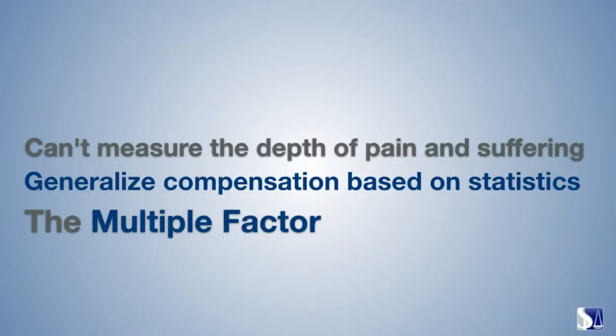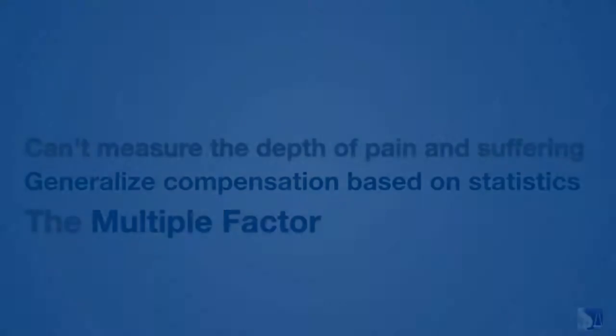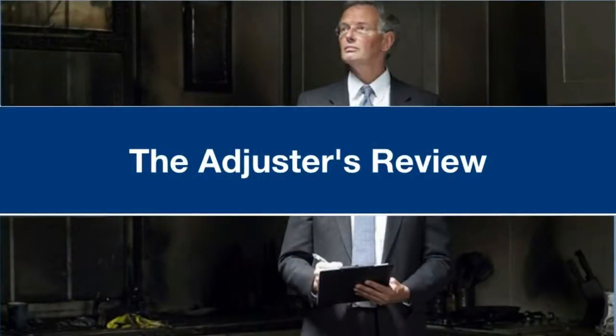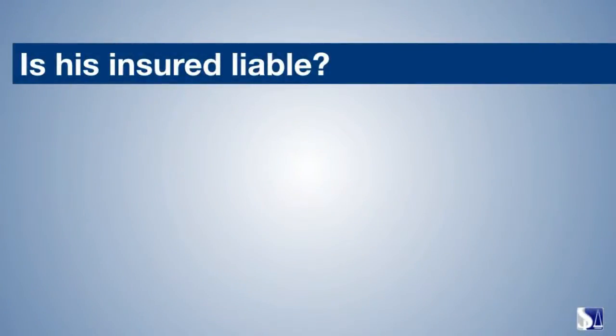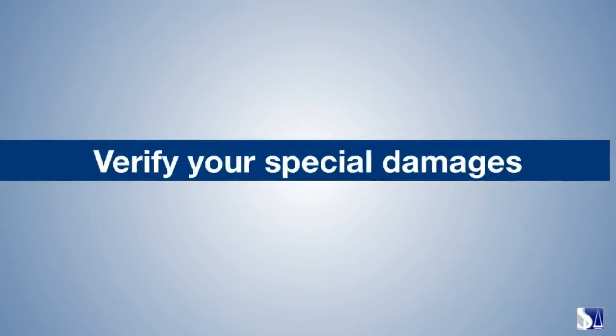A claims adjuster will be assigned to your case. The claims adjuster will review your demand very carefully. He'll closely examine the amounts you're requesting for compensation. He wants to see how you arrived at those figures and if they're realistic based on the evidence. The adjuster will first determine if his insured is actually liable for your injuries. He'll then verify that each item that you've listed under special damages is supported by legitimate, documented evidence.